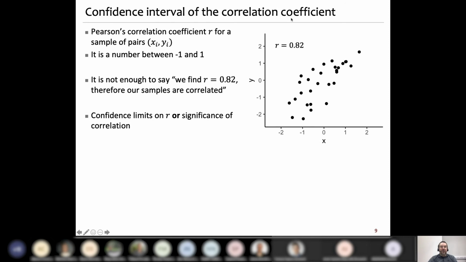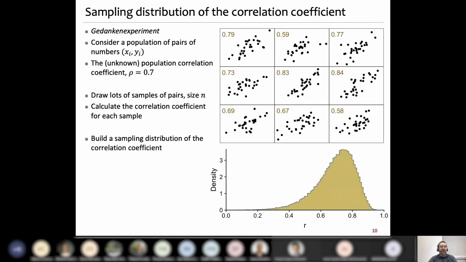So if you want to publish this, you have to either provide confidence limits on R or significance of correlation, or even better, both. Well, how do we find confidence intervals on correlation coefficient? A very similar way as we did for the mean. We do a Gedanken experiment, a thought experiment, which is a simulation where we consider a large population of pairs of numbers. And we assume for this simulation that the population correlation coefficient is 0.7.